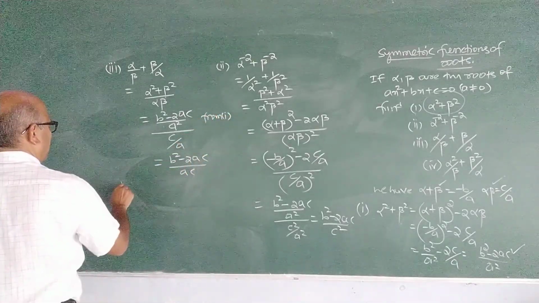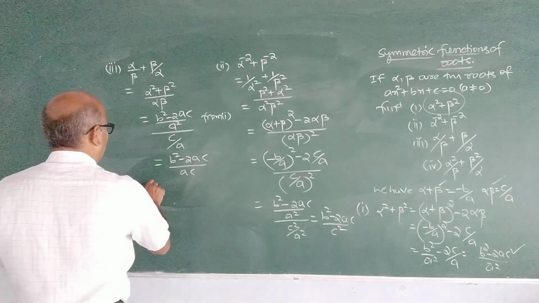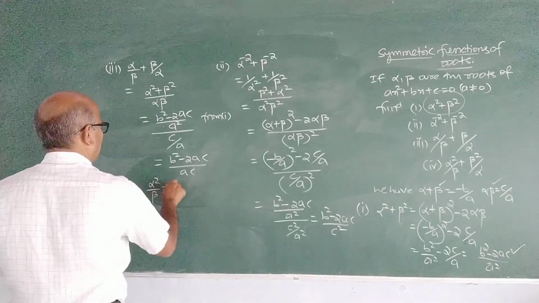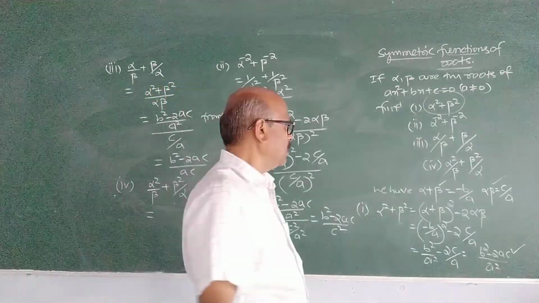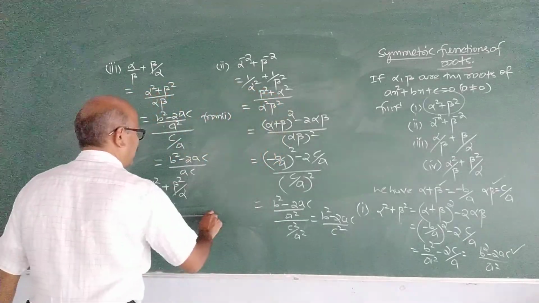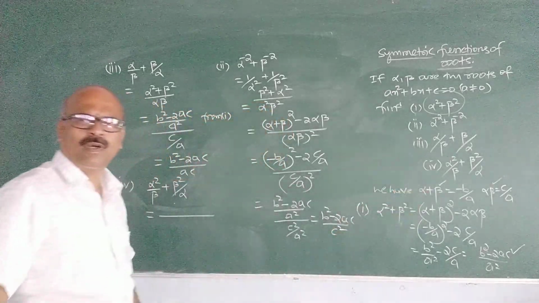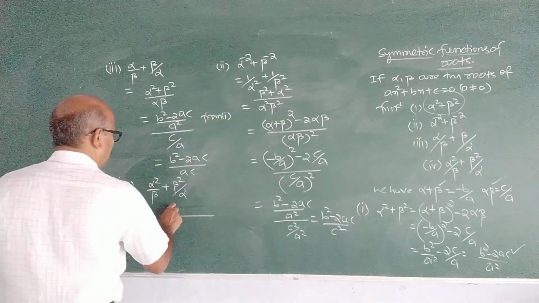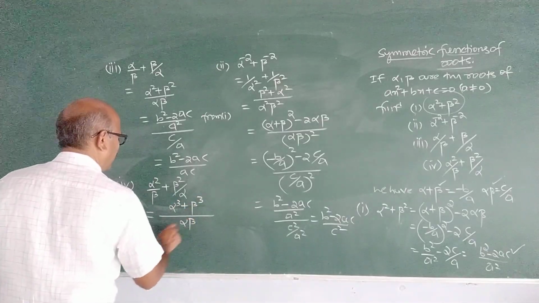This we have already obtained. Now the fourth one. What is the fourth one? Alpha square by beta, beta square by alpha. Again we take the LCM and express in terms of only these two things, alpha plus beta and alpha beta. For that, alpha cube plus beta cube divided by alpha beta.